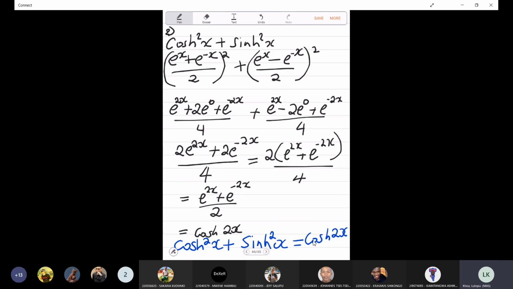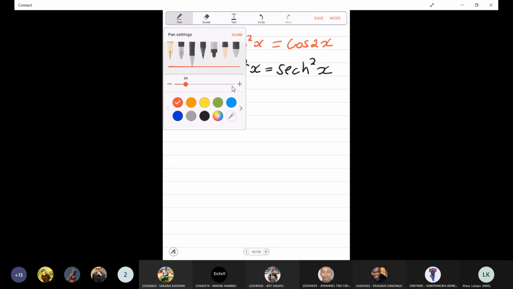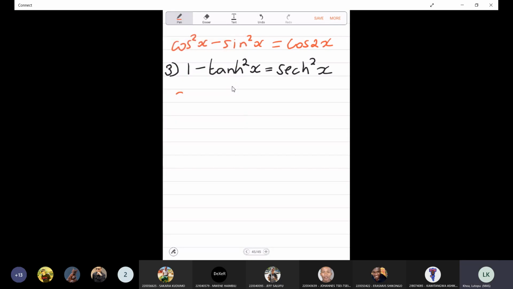So another trigonometric identity, number 3, is that 1 minus the hyperbolic tan squared of x is equal to the hyperbolic sec squared of x. So this one you can work out for yourself. Keep in mind that this comes from the first one. So this is how you would do it.